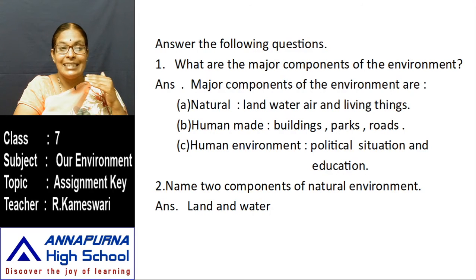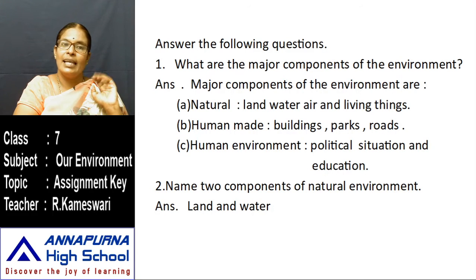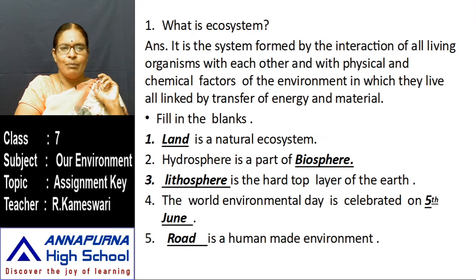Human environment is different from these two. It is a social environment. I explained clearly while I was teaching the lesson. If you have a doubt, you open that video and see. Political situation and education, these two are examples of the human environment. Next, name two components of natural environment: land and water. These two are created by nature. That's why these two are examples of natural environment.